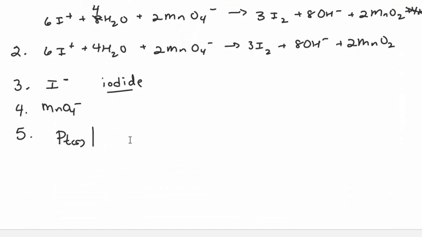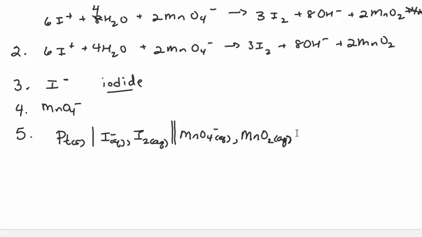I give a straight line showing I'm changing phase. Then I have my reactant, and I have my product, both of which were said to be aqueous. Double line showing my salt bridge, and then I have my reactant of my cathode, and the product of my cathode. Straight line showing change of phase, and then the platinum solid.